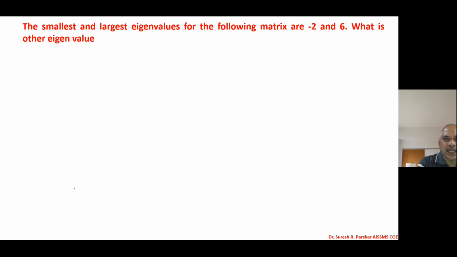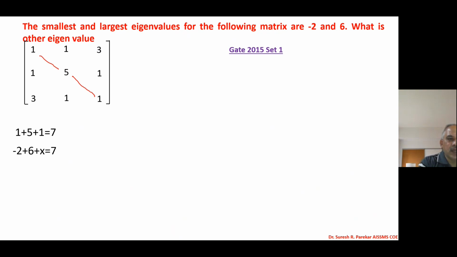The smallest and largest eigenvalues of the following matrix are minus 2 and 6. What is the other eigenvalue? Now we know the trace of the matrix gives me the sum of all eigenvalues. So minus 2 plus 6, we have to find one value such that the sum should be equal to 7, because we have this trace equal to 7. And then from this we are going to get the value of x equal to 3. So smallest minus 2, largest 6, and in between these we have this value as 3.